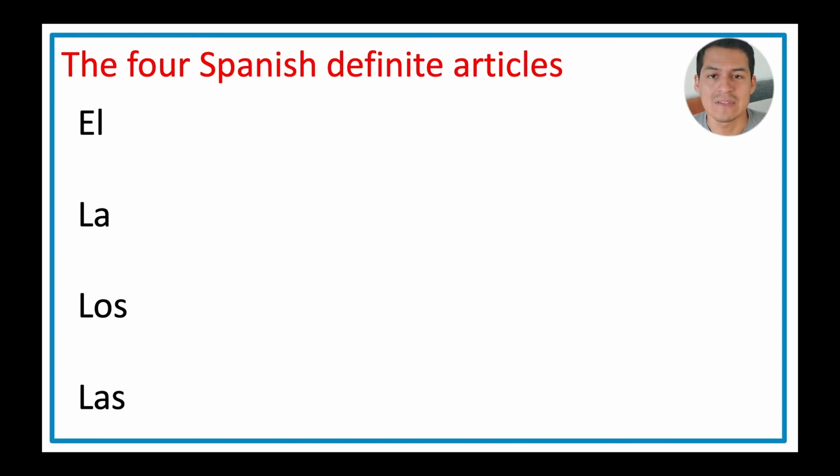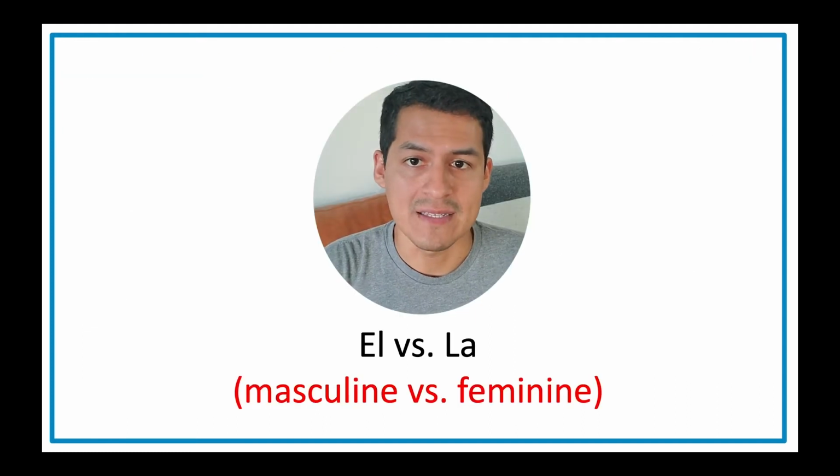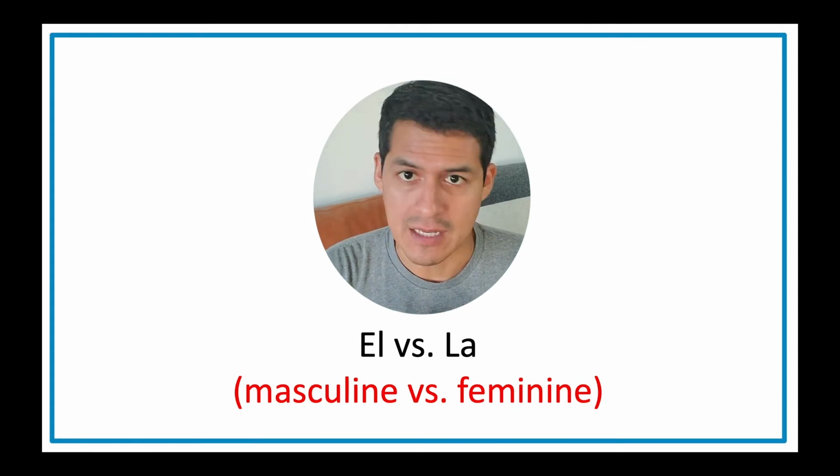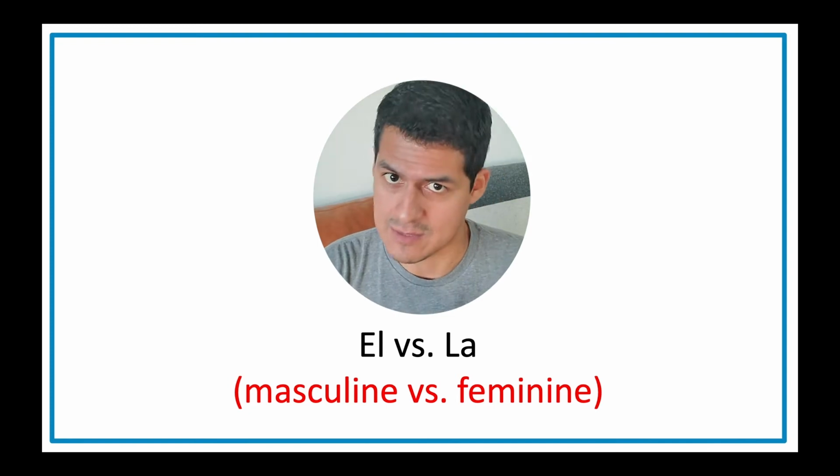The article we use depends on whether the object we are talking about is masculine or feminine, and singular or plural. El will be used for masculine singular, la will be used for feminine singular, los will be used for masculine plural, and las will be used for feminine plural. In this video, we will practice using el or la. In other words, we will be learning how to tell if a word is masculine or feminine in Spanish.